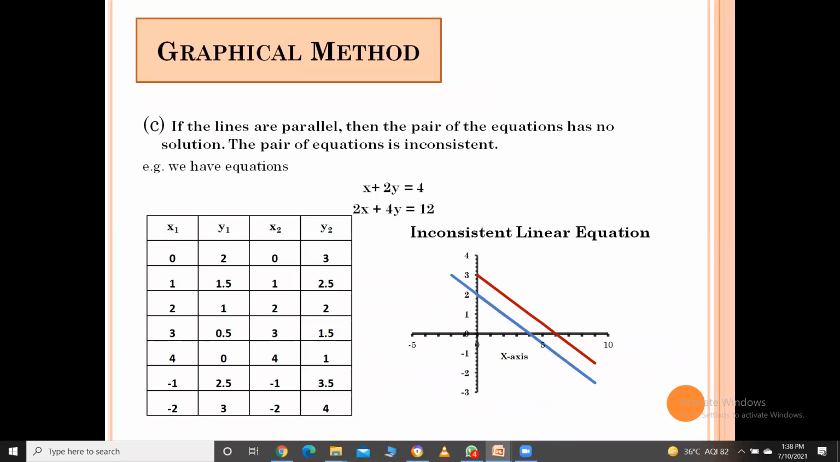If the lines are parallel, then the pair of equations has no solution. The pair of equations is inconsistent. For example, we have the equations 2x + 2y = 4 and 2x + 4y = 12. Then in the graph, you can see that both lines are parallel. They're not intersecting at any point. They're not coinciding. That means there is no solution for these two equations which satisfies both equations.